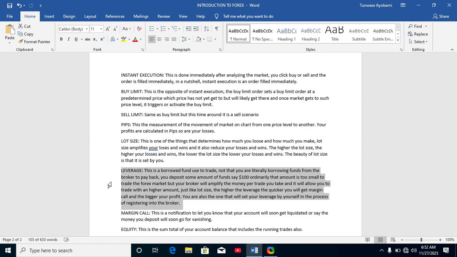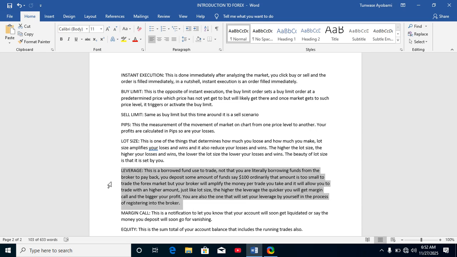But this time around, the difference is that you are going to set it while registering with your broker. When you choose a brokerage firm that you want to trade with, they will ask you the kind of leverage you want to use. They will give you the options. There are lots of options for this, so you need to choose the leverage you want to use. Leverage is like you borrowing funds. Ordinarily, the amount you deposit in trading is so small that you cannot use that amount to trade. So once you deposit, let's say you deposit $100, the broker will then give you some leverage.